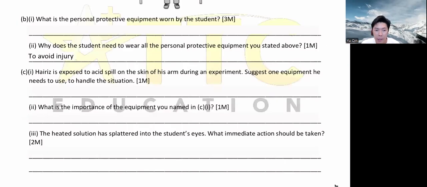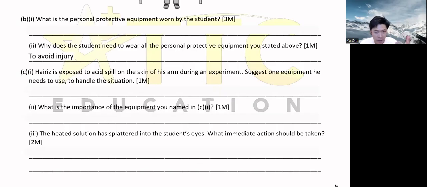Okay, good. Next one. The heated solution splattered into the student's eyes. What immediate action should be taken? For 2 marks, these are always the standard things to do. I think we did this even in Form 1. Number one, you need to inform your teacher.